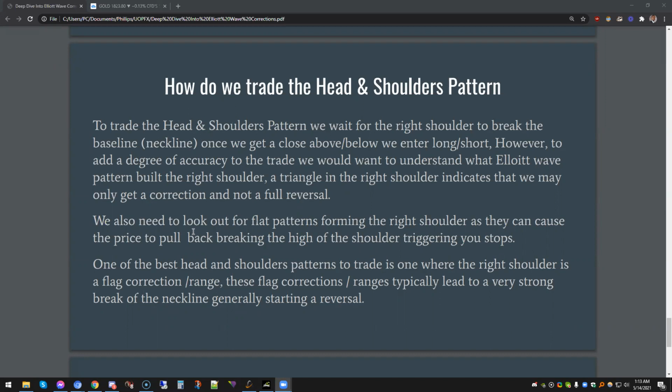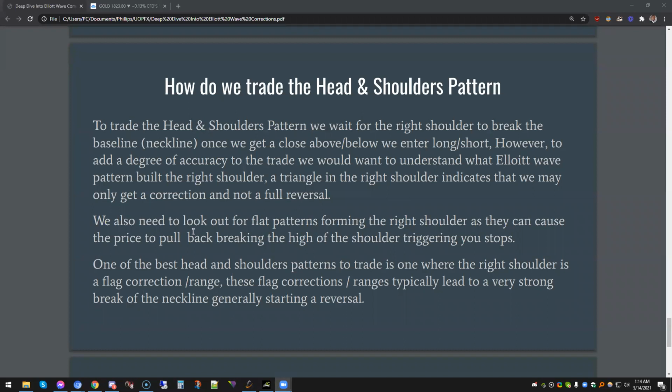Now, one of the best head and shoulders patterns to trade is one where the right shoulder is a flag. When I say a flag, I'm talking about the right shoulder just ranging. It's just going sideways. It's going flat. Or it could be ranging and slanting to the upside. That would be considered a bear flag. So it could be creating a bear flag, or it could be going in a flat pattern formation. That could also indicate to you that you're going to get a very strong move coming.